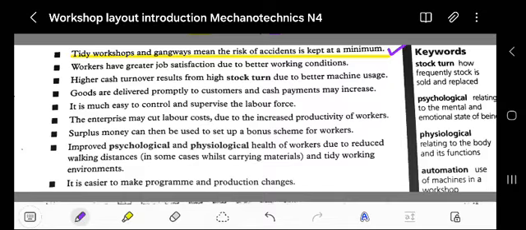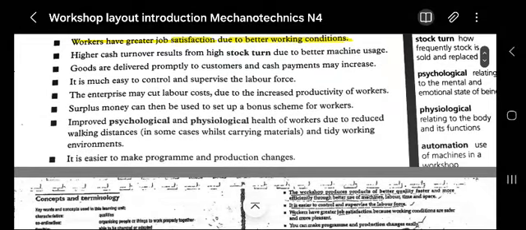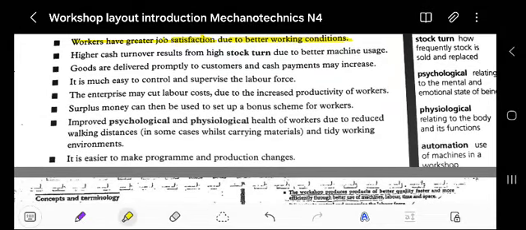Right, workers have great job satisfaction. Your workers will be satisfied, they are happy. That means if you are satisfied, you are happy. Workers will enjoy their job due to the better working conditions. Their life is not at risk. They will be happy to work in your workshop. They will do nice stuff there.